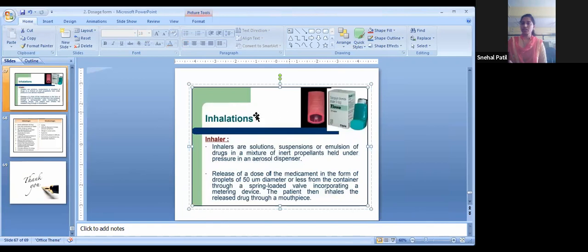Okay, this is the inhalations. The next example is the inhaler. This is the inhaler.